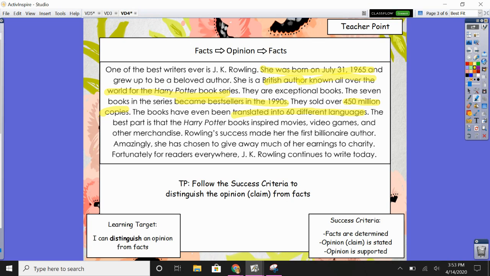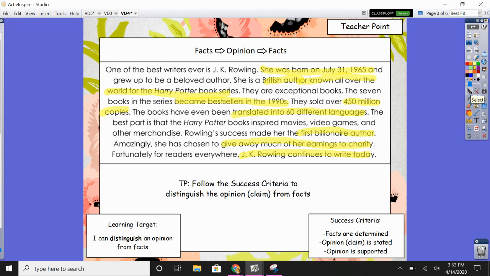The best part is that the Harry Potter books inspired movies, video games, and other merchandise. Rowling's success made her the first billionaire author. Amazingly, she has chosen to give away much of her earnings to charity. Fortunately, for readers everywhere, J.K. Rowling continues to write today.